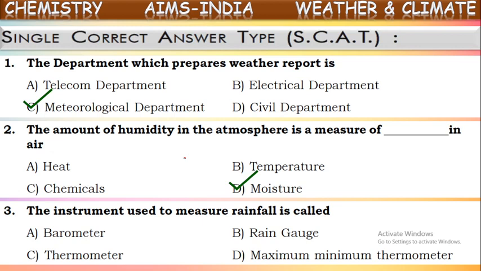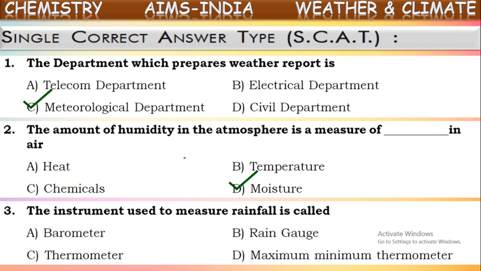Suppose if it is temperature, temperature can be measured by using an instrument called thermometer. Temperature of a body can be measured by using a normal thermometer. If you want to measure the temperature in a particular place, then we use a specially designed thermometer which is called the maximum minimum thermometer, isn't it? In the same way, for measuring rainfall also, we have a special instrument which is called rain gauge.